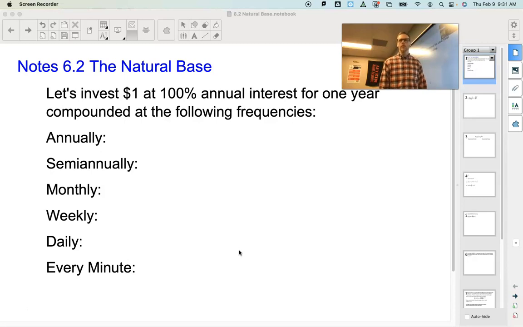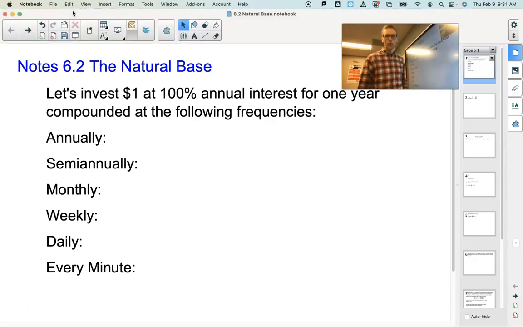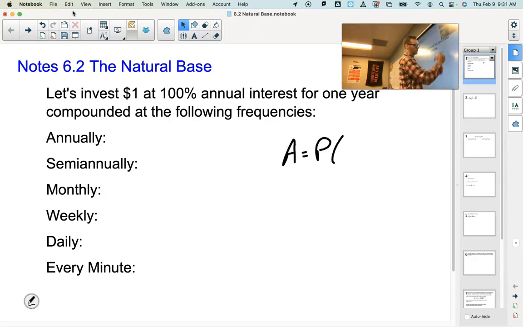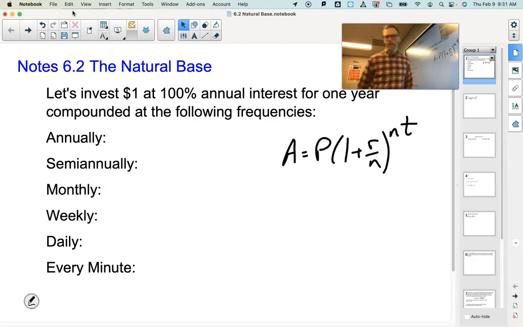Recently, we looked at compound interest, right? We ended up with a formula that we know will give us the amount in an account of some principal invested at a certain interest rate, compounded a certain number of times a year. And we know that formula is that, right? The principal times 1 plus r over n to the nt.